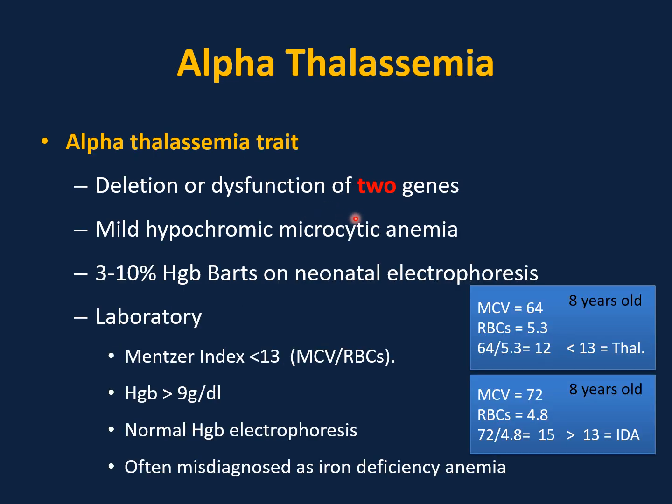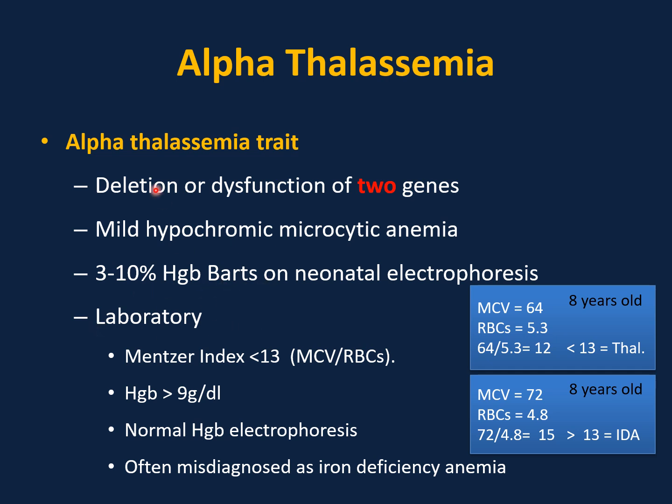If we have deletion of 2 alpha globin genes, this will present as alpha thalassemia trait. This is a very common presentation and is always treated as iron deficiency anemia, with no response to iron therapy. This presents with mild hypochromic microcytic anemia. They may have mild symptoms or no symptoms at all, and it is found incidentally in a CBC done for another reason. If neonatal electrophoresis was done, it may show 3 to 10% of hemoglobin Bart.